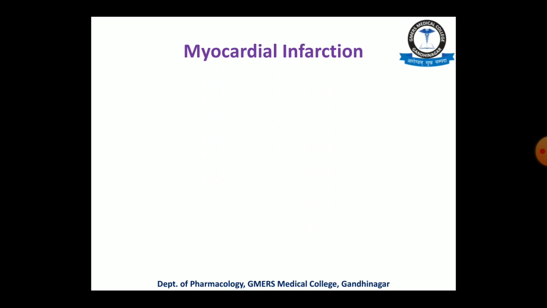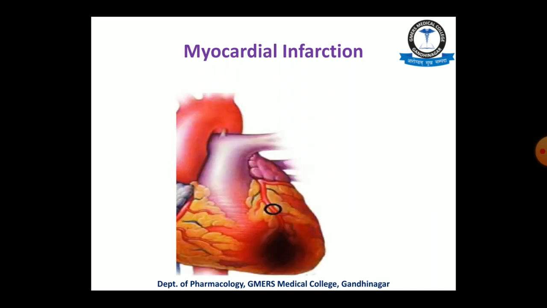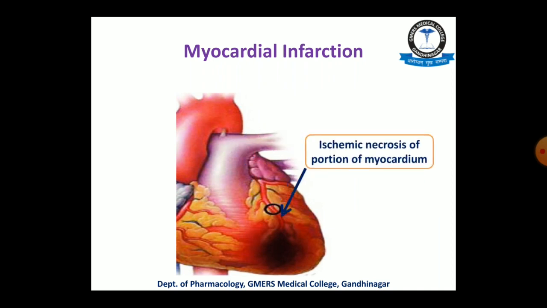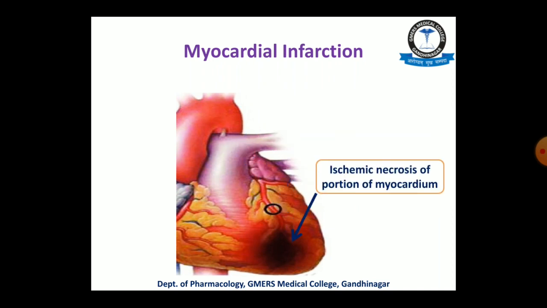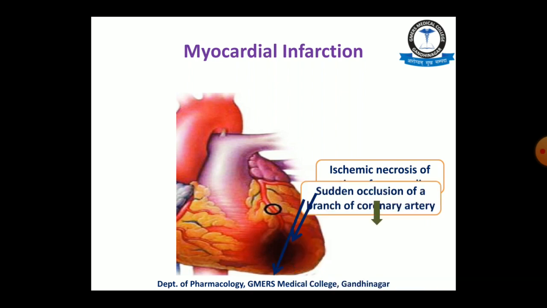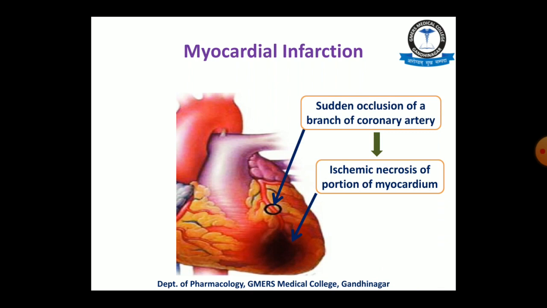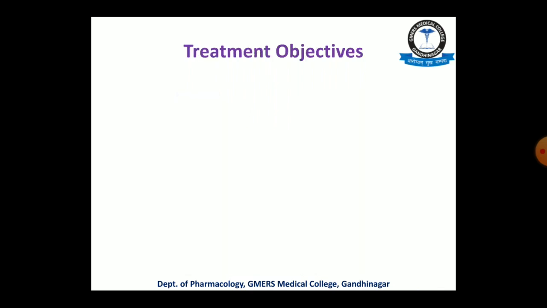Now, what is myocardial infarction? You all know that ischemia means cellular changes occur due to decreased blood supply as compared to the demand, and if it progresses, it will lead to necrosis, meaning complete cell death. Now, myocardial tissues are very vital. They cannot survive even for a few seconds without blood supply. And so myocardial infarction is an ischemic necrosis of a portion of the myocardium, and that is due to the sudden occlusion of a branch of a coronary artery.